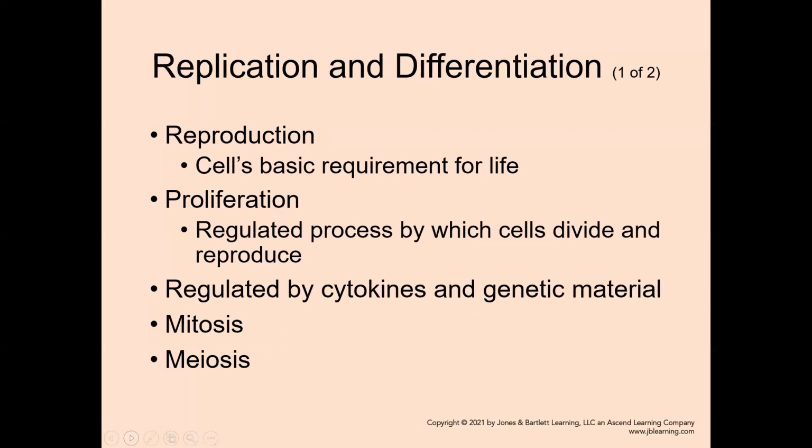We're talking about replication and differentiation. Replication is basically what the cell wants to do. It just wants to live, and that's its basic requirements. The other thing it really wants to do is divide and reproduce. When it does that, that cycle is regulated by the cytokinins and the genetic materials.